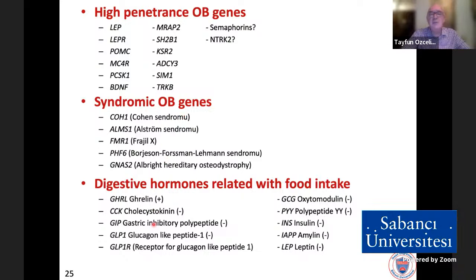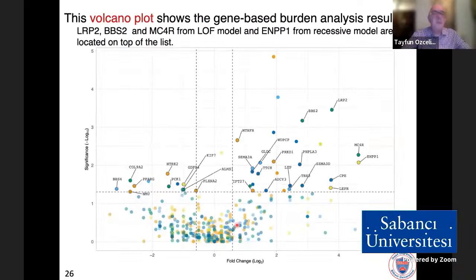And of course, digestive hormones like ghrelin or cholecystokinin or gastric inhibitory polypeptide or glucagon-like peptide and so on are also associated with a tendency to obesity. And this is what we have analyzed in our families. In a gene burden analysis, we classified variants in 4 models. These are the recessive model, loss of function model, dominant model, and ClinVar model. And the dominant model was divided into strict and broad models.